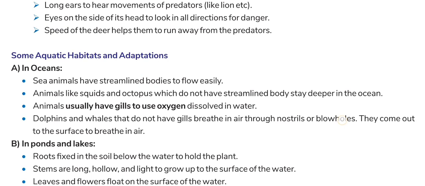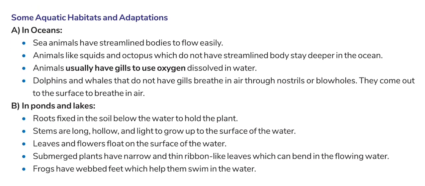Animals like squids and octopus, which do not have streamlined bodies, stay deeper in the ocean. Animals usually have gills to use oxygen dissolved in water. Dolphins and whales that do not have gills breathe in air through nostrils or blowholes. They come out to the surface to breathe in air.